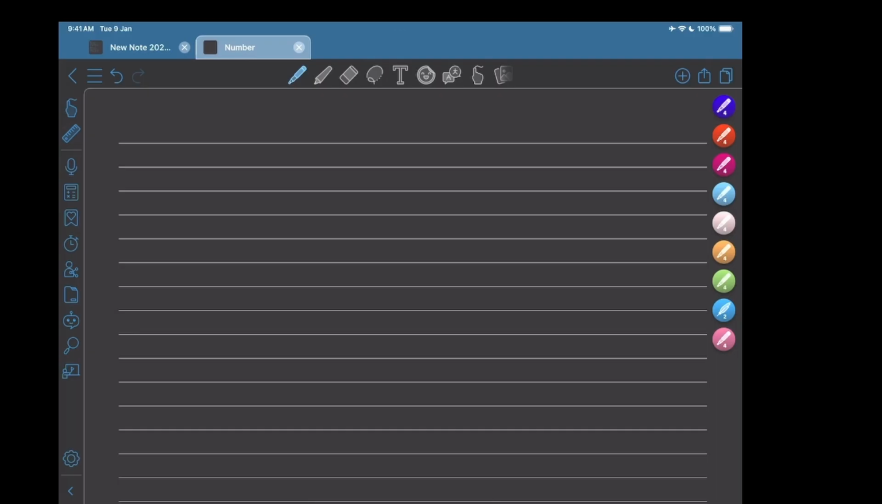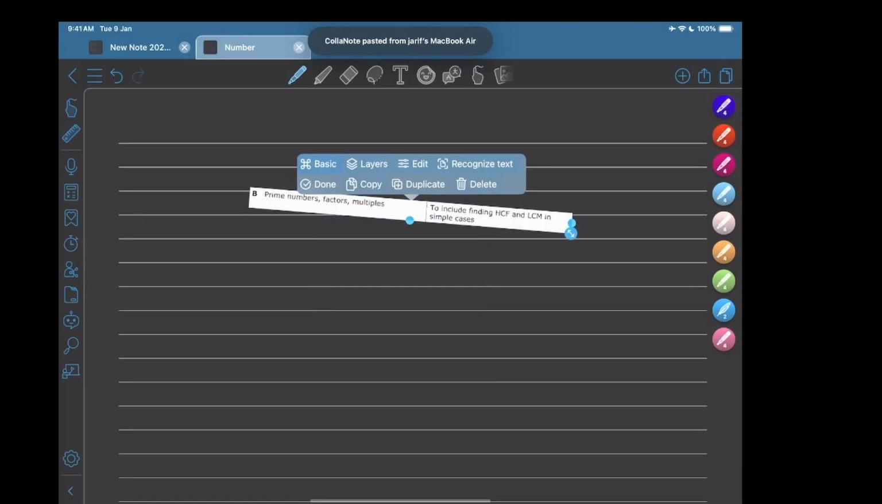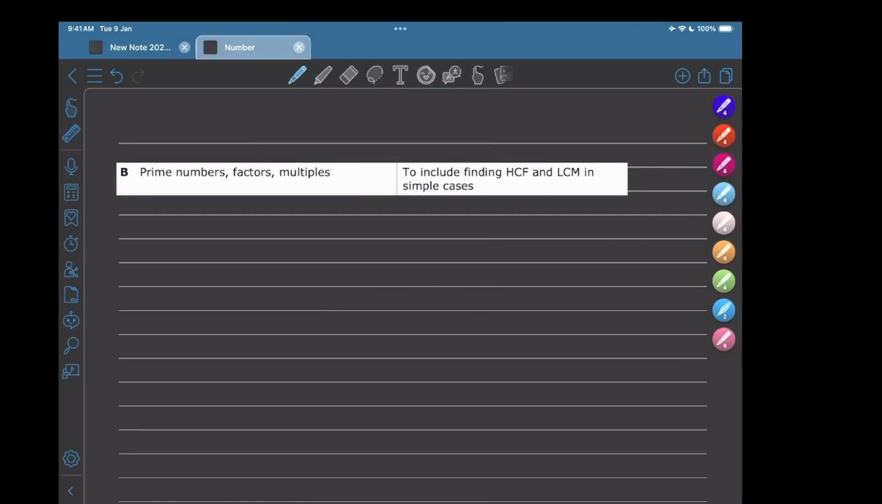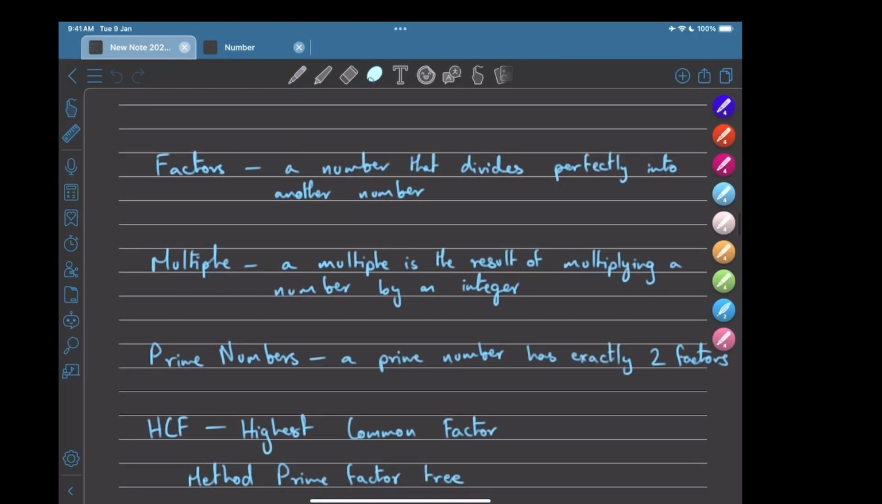What does our second specification state? Let me just copy it. Here. Okay, and then let me just paste it. Just a moment. Yeah. So the second specification states prime numbers, factors, and multiples, to include finding HCF and LCM in simple cases. All right, I have the notes ready just before we begin the classes.